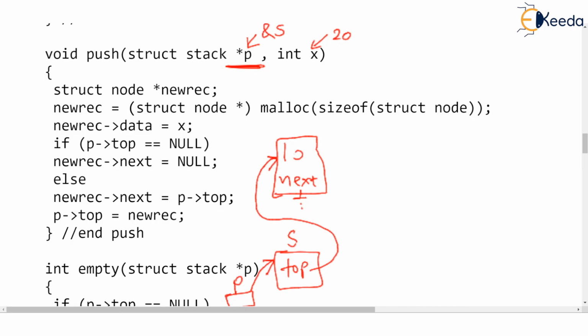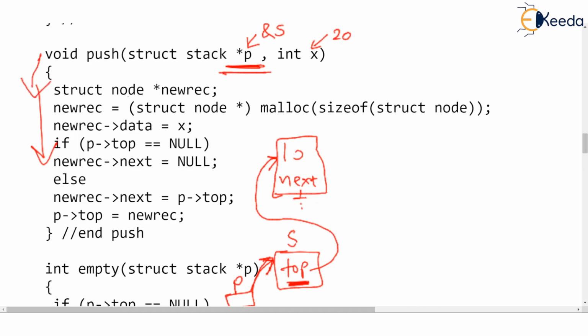So this P stores address of S. So P points to S. Now onwards, inside this function, I will access this top, which is the member of S, as P arrow top. Okay, keep reading the function with me. There is a new pointer called new rec declared.